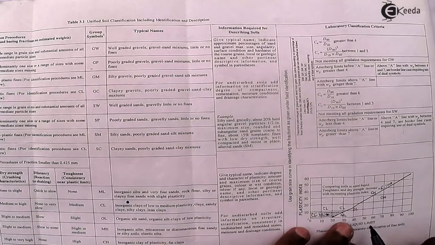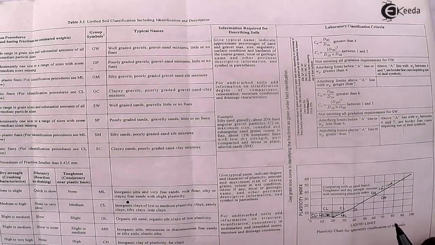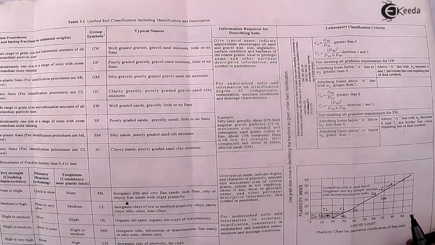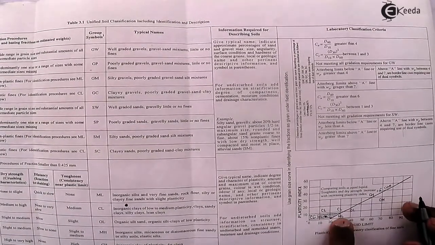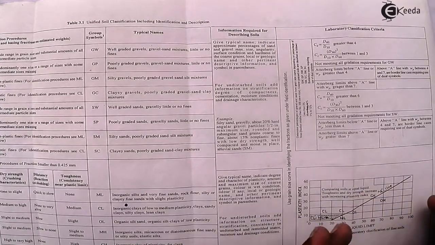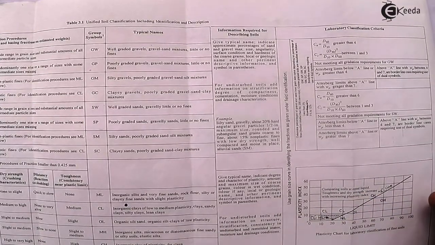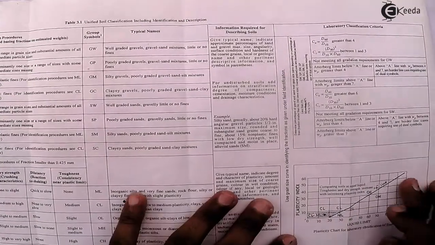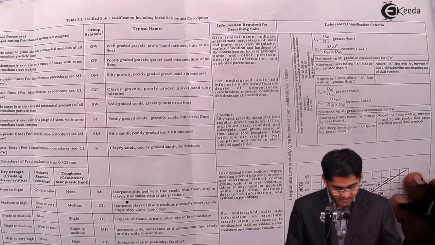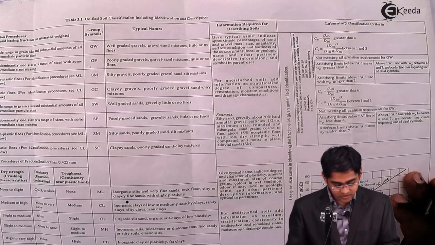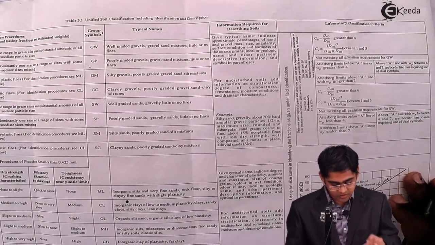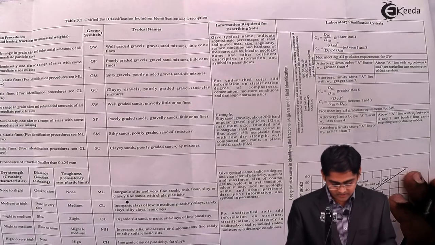So relatively, the O and M take over the same meaning. If it has an organic fraction, then it is O. But if the fine-grained soil has a non-organic fraction, then it is M. So if it is below the A line, either it is organic or it is a silt. The organic and the silt distinction depends on the color, odor, spongy feel, or the fibrous texture.